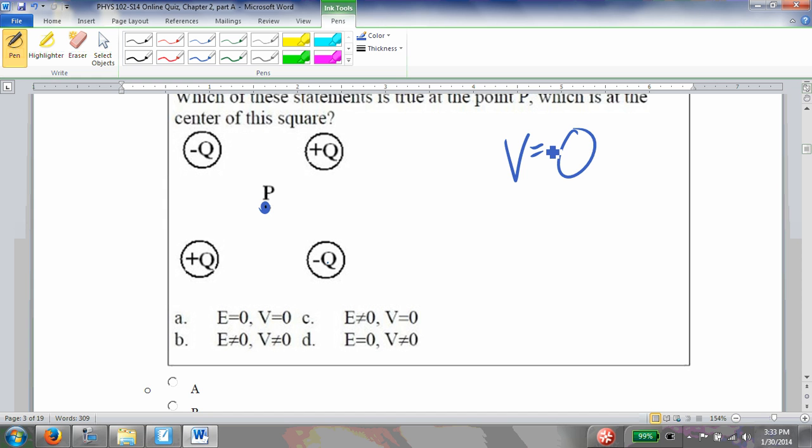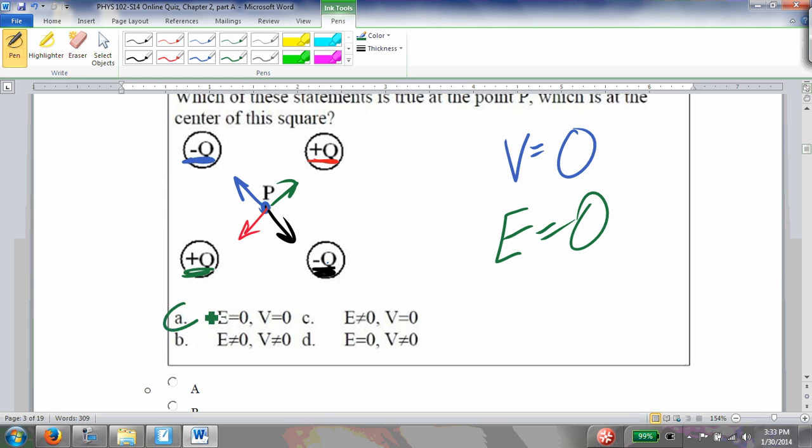Now, I also want to consider my electric field. So let's take this particle. My electric field due to that particle is in this direction. My electric field due to this particle is in this direction. My electric field due to this particle is in this direction. And my electric field due to this particle is in this direction. What I've asked myself is, what if I placed a positive particle there? What would be the direction of the force that the particle feels due to each of those charges? And the answer to that will be the direction of the electric field due to each of those charges. Now, these electric fields are all opposite one another and equal in magnitude, so the electric field will also equal zero. So here I have A is the right answer.